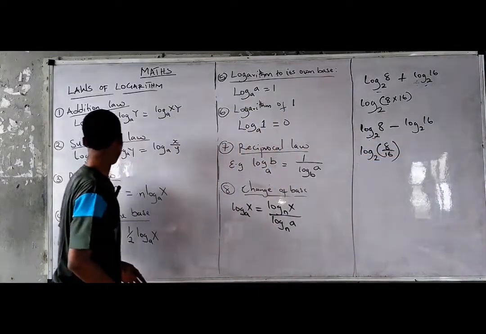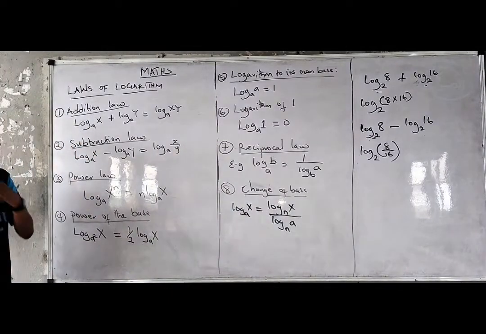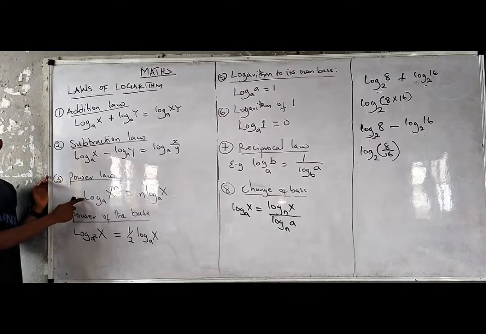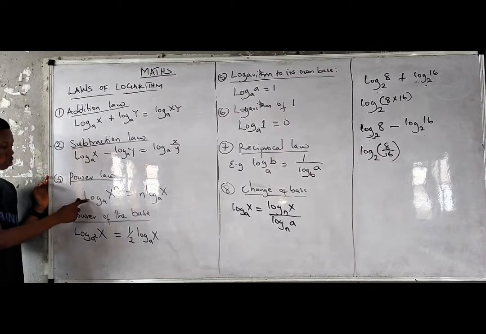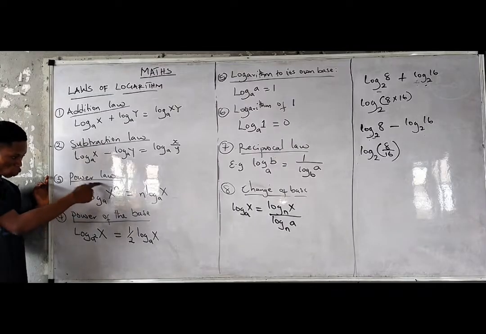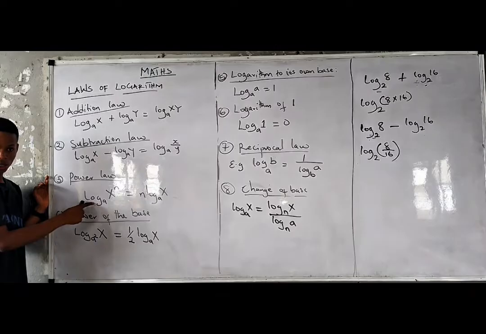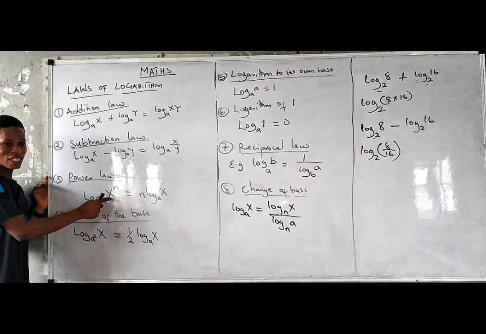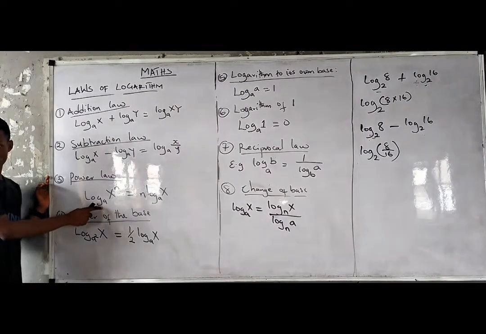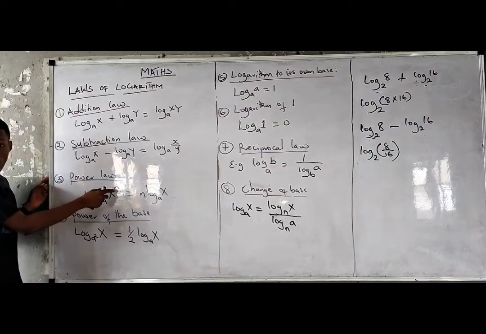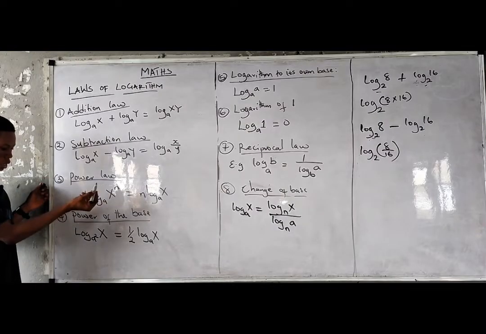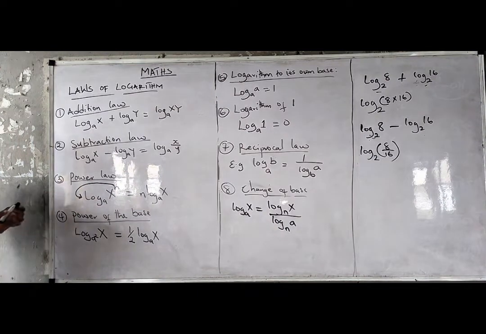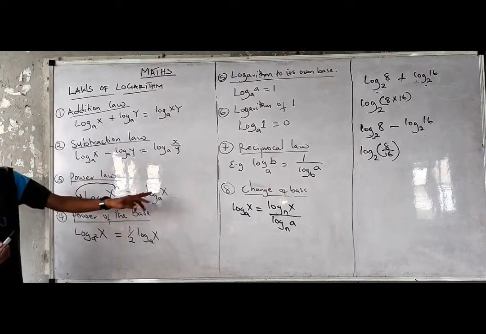Good. So the third one now, power law. If you have something like this, read this thing for me. What is this? Log x raised to power n in base A. If you have something like this with a power, just bring this power to the front. Just use the power to multiply everything. That was why we brought n here.